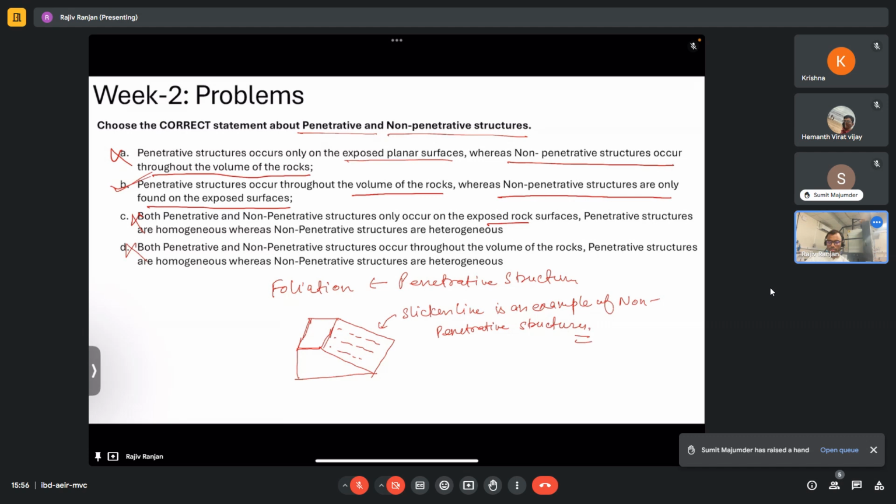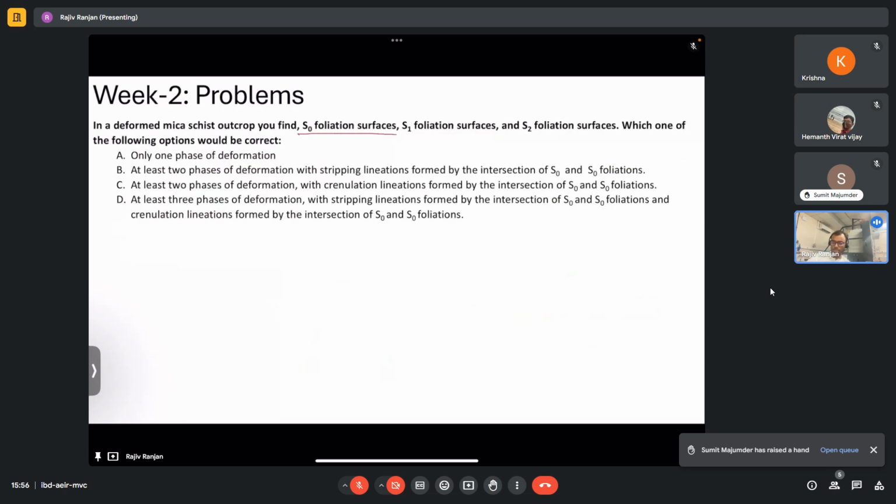Okay, let's move on. In a deformed mica schist outcrop, you find an S0 foliation surface, an S1 foliation surface, and an S2 foliation surface. Which one of the following options would be correct? Option A, only one phase of deformation. Option B, at least two phases of deformation with striping lineations formed by the intersection of S0 and S1 foliations. Option C, at least two phases of deformation with crenulation lineations formed by the intersection of S0 and S1 foliations. Option D, at least three phases of deformation with striping lineations formed by the intersection of S0 and S1 foliations, and crenulation lineations formed by the intersection of S1 and S2 foliations.